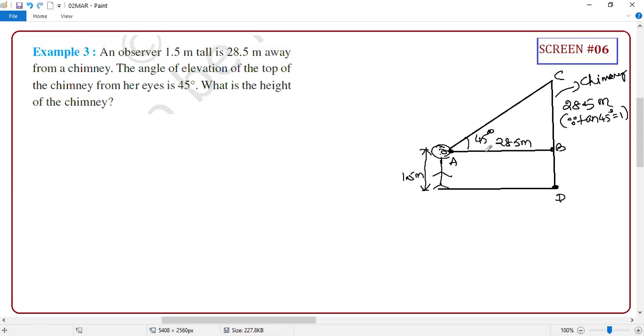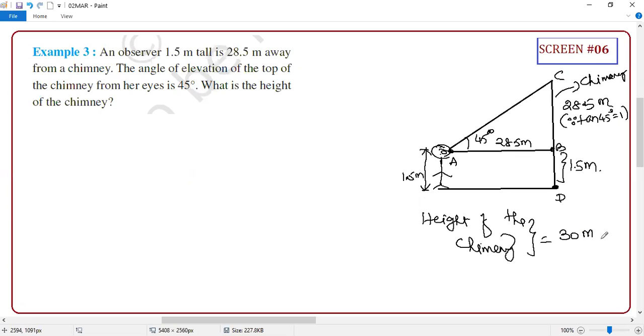Since the horizontal line is coming from the eyes, we didn't consider this height, and we know this height is 1.5 meter. Now tell me, what is the height of the chimney? Height of the chimney is what? Equal to the sum of these two values. The answer is 30 meter.